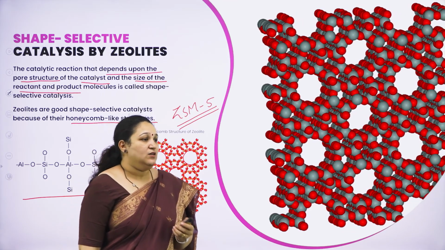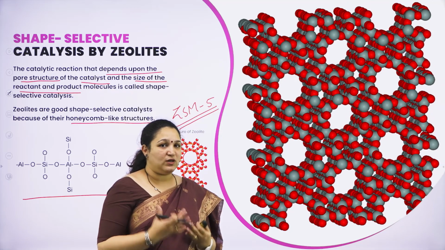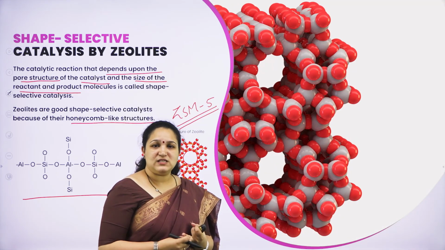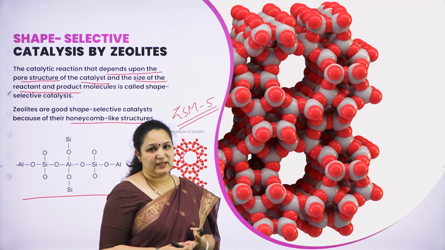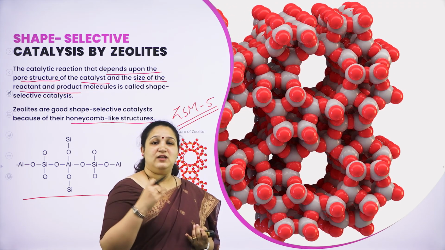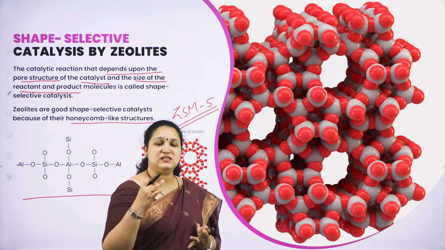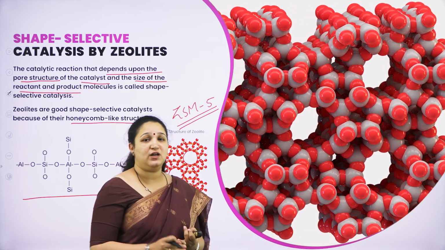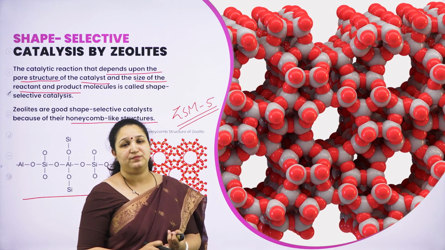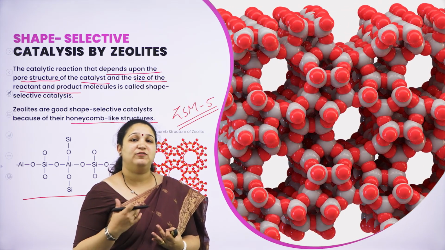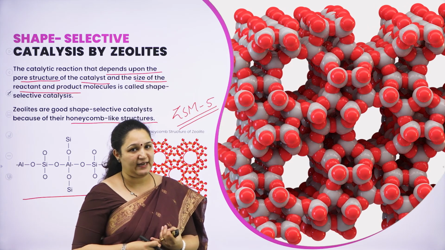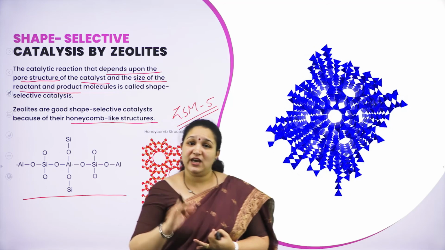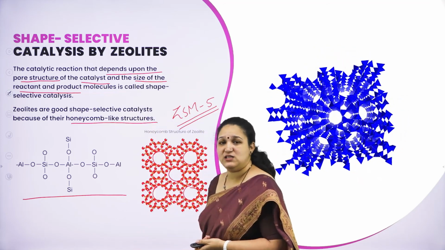So in catalysis, what are the concepts which we learned? What is a catalyst? What is a positive catalyst? What is a negative catalyst? Then you learnt about homogeneous catalysis and heterogeneous catalysis. Then you learnt about the adsorption theory in heterogeneous catalysis. Then you have learnt about the features of solid catalysts, that is activity and selectivity. Also we learned shape selective catalysis by zeolites.